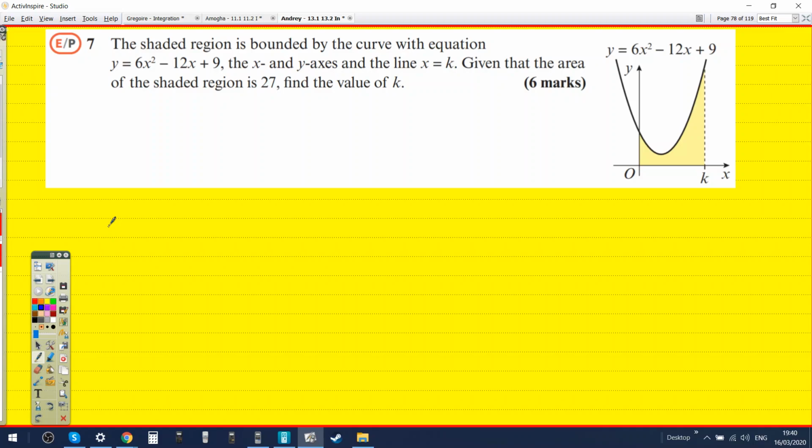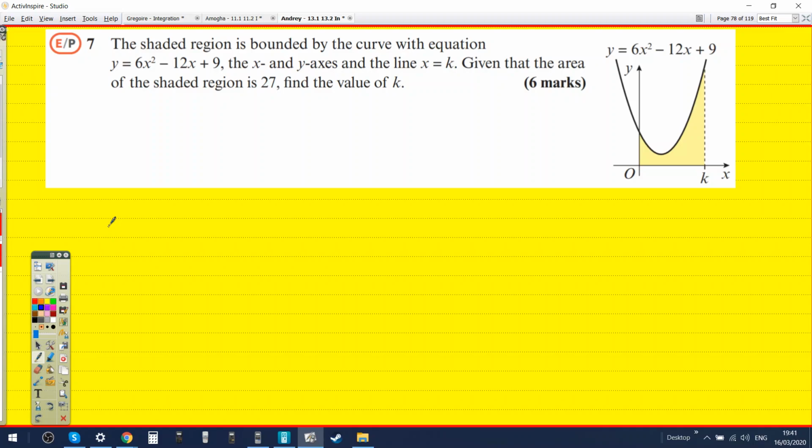So how do you usually find the yellow shaded area? We would get the roots and then we'd put it into the integration thing. Yeah, so integrate. We don't have the roots. So do I need to integrate 6x squared minus 12x plus 9? Yeah.